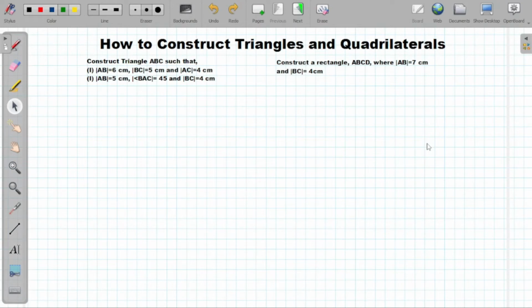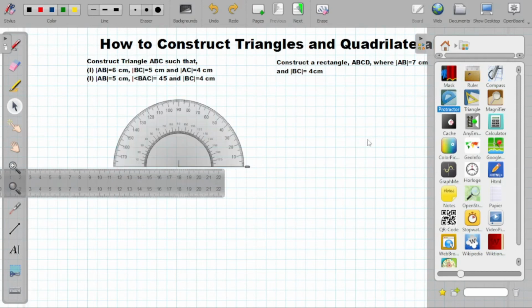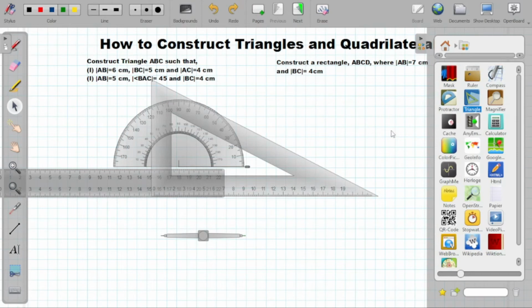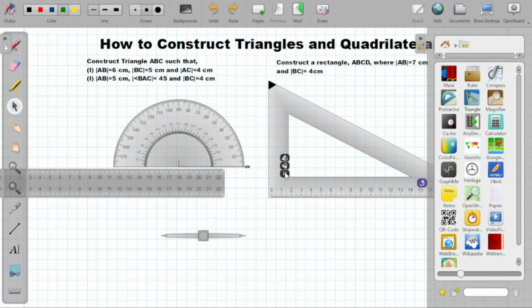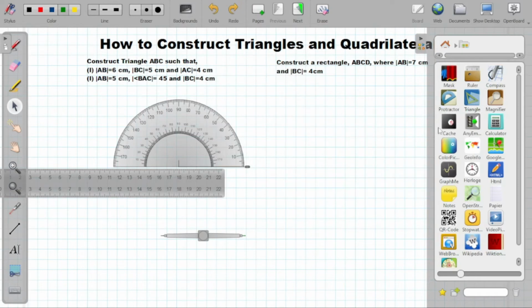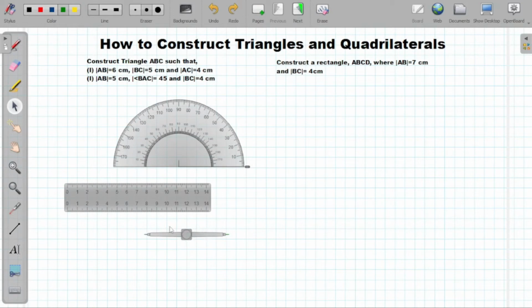So we want to look at how to construct triangles and quadrilaterals. To begin with the tutorial, we need to get our constructing tools ready. I'm just quickly going to pull out my long rule, my protractor, and my compass. Some of you may need a set square and the triangles that we have over here, but in this tutorial we don't really need it, so I'll be taking that off. With these three tools and our pencil and our eraser, we are good to go.